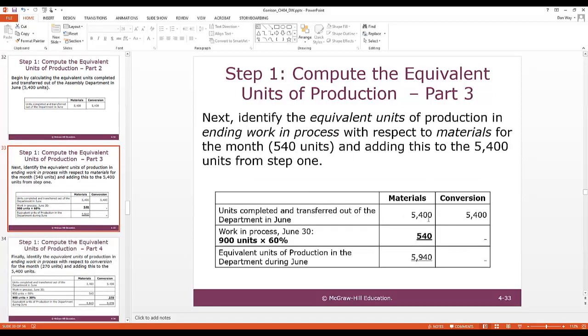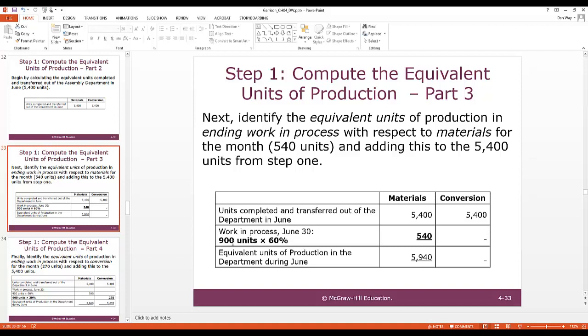And that's what we see on the top line here. Units completed and transferred out, 5,400 for materials, 5,400 for conversion. So next we identify the equivalent units of production for the ending work in process. We'll do that first with respect to materials, and then we'll do it for conversion in a minute.